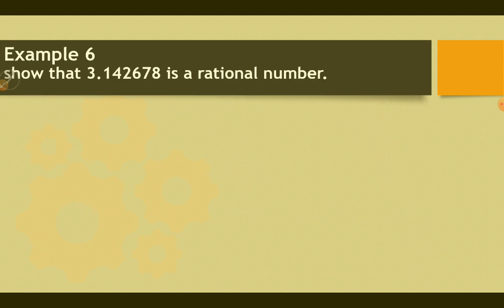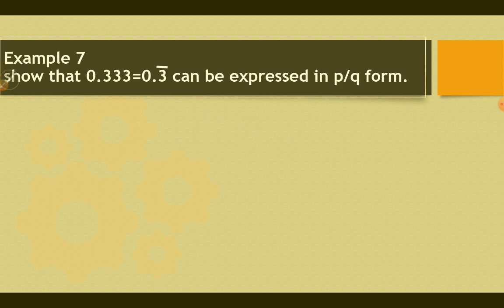Show that 3.142678 is a rational number. If it is a rational number, it should be able to be expressed in p by q form. So 3.142678, if you write it in p by q form, it will be 3142678 by 1000000, which is in p by q form.